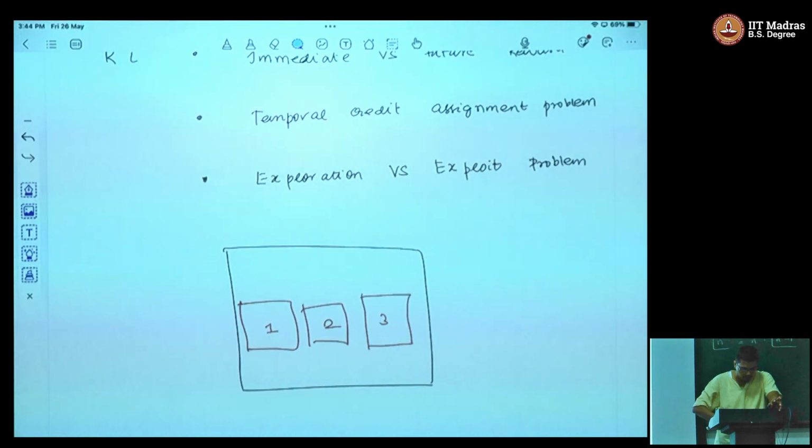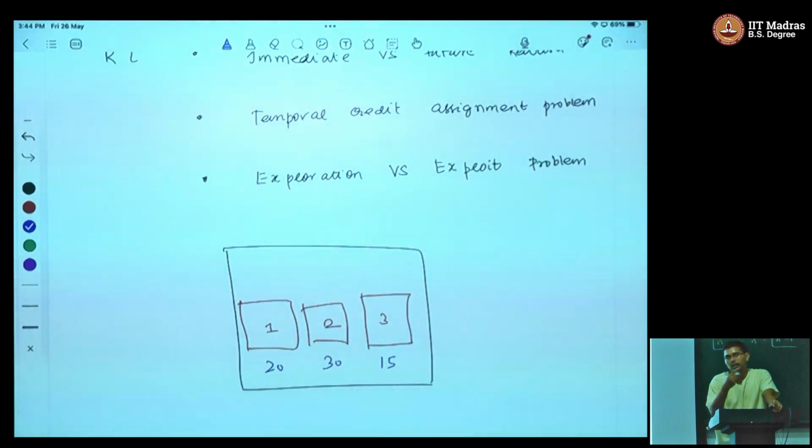Maybe here there are 20 clicks, and then maybe the next one was 30 clicks, and this is 15 clicks. This is one day I have done this. So then what will you do?